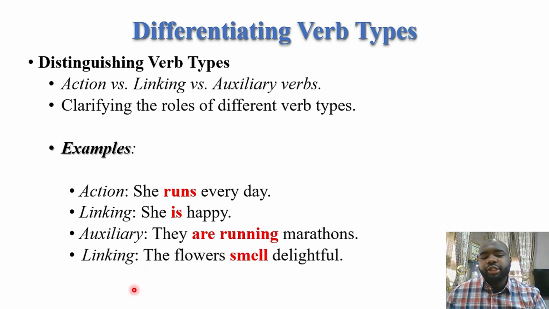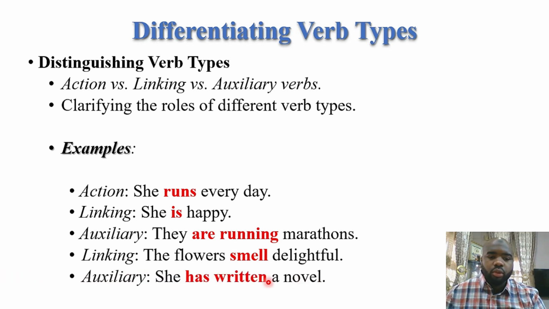The flowers smell delightful. Now, smell here links what? Flowers and this delightful. Okay. Auxiliary. She has written a novel. Also here, see, it's an action done in the past. She has written a novel, right? So here has is helping the verb written to tell you when it really happened.